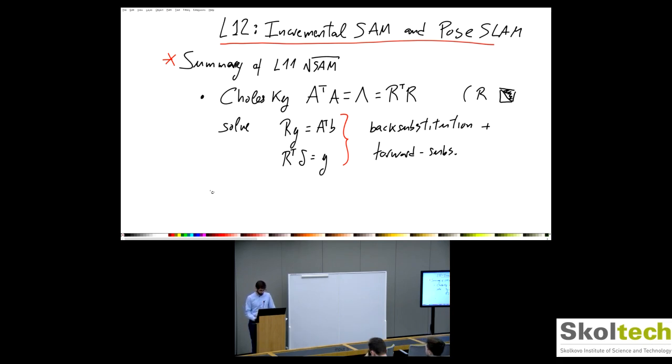Quick summary of what we did last lecture, right, on the square root SAM. So we were discussing how to make this more efficient. Remember, at the end, we converted our problem into something like this, right? This is just solving a linear system. We have linearized, of course, because the functions inside were nonlinear. But after some manipulations, we got this result.